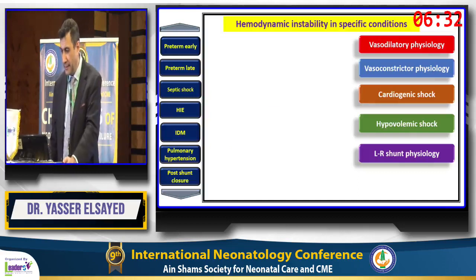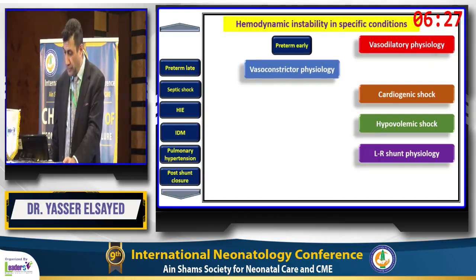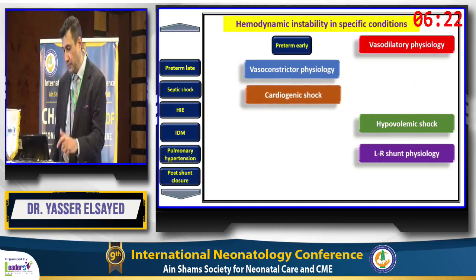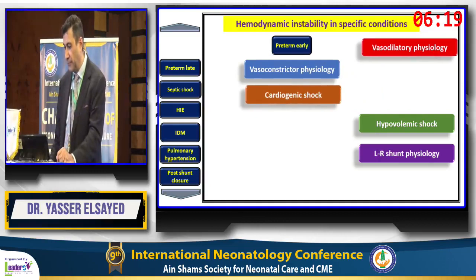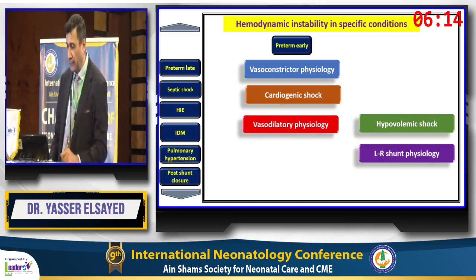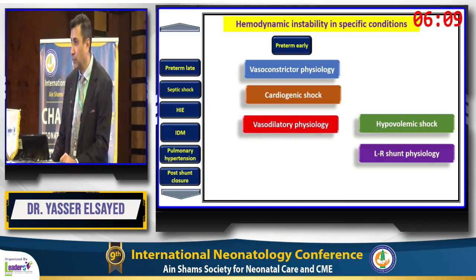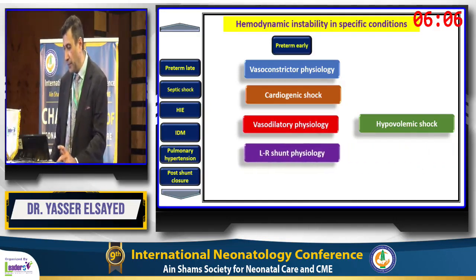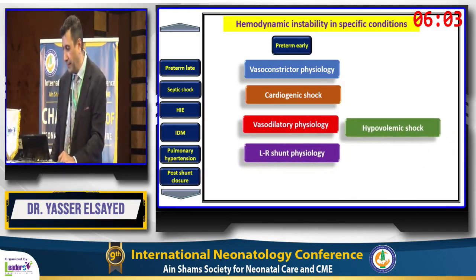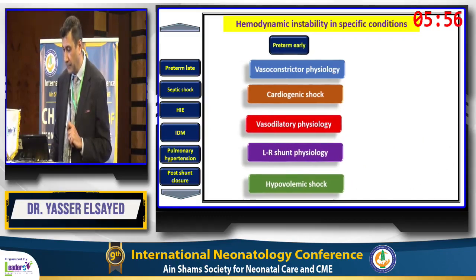So, hemodynamic instability in specific conditions. We have the preterm infant in early postnatal transition. Vasoconstrictor physiology is common. That's why probably dobutamine might be considered first. But if you wait more time, the infant might develop cardiogenic shock. Consider that even a preterm infant early might develop vasodilator physiology. So you may need to select the medication based on the phenotype of the blood pressure. And then left-right shunt through the PDA might also contribute to low blood flow. And then hypovolemic shock might also be responsible for the low systemic blood flow.